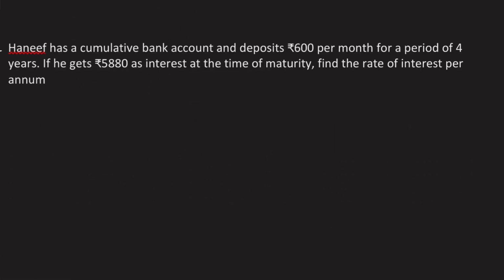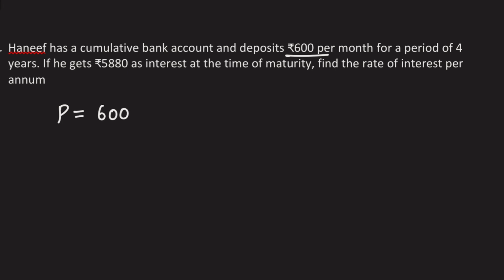Hanif has a cumulative bank account and deposits ₹600 per month. Do not worry about any type of bank account they have given in the question. You just have to focus on what is given. For example, the P, then the time, right? So here P is ₹600.